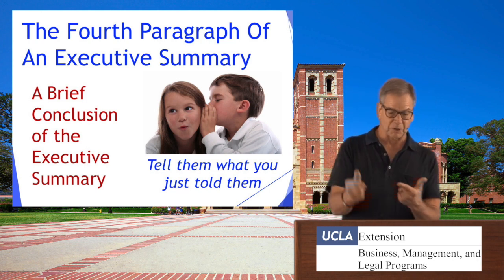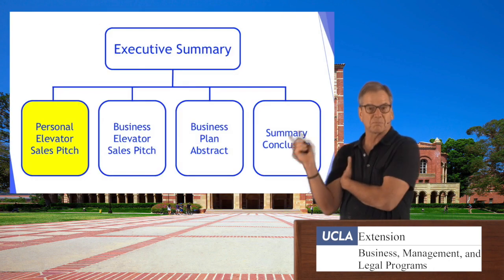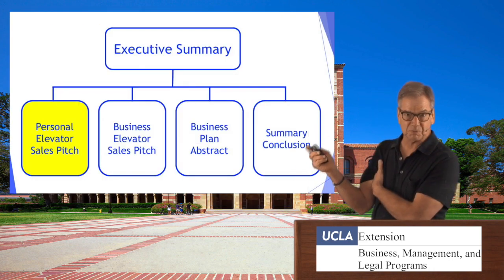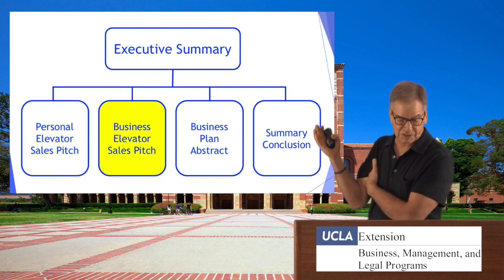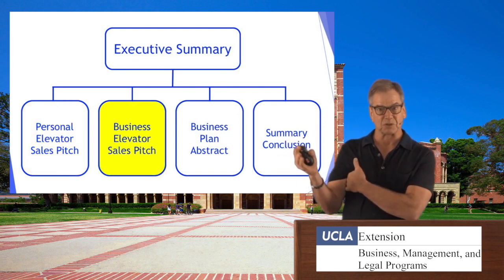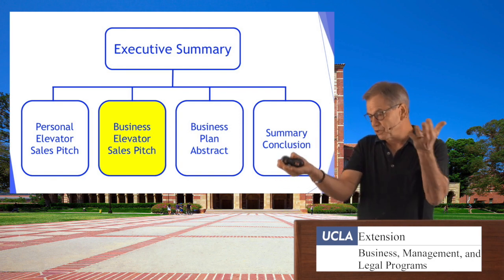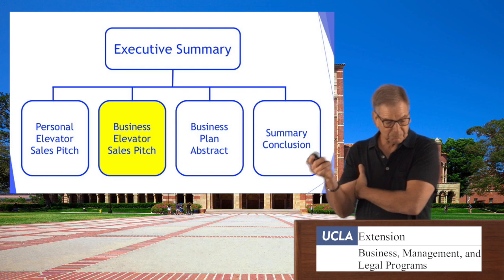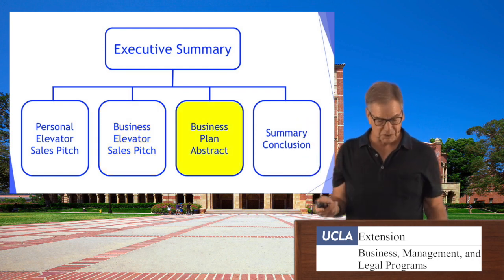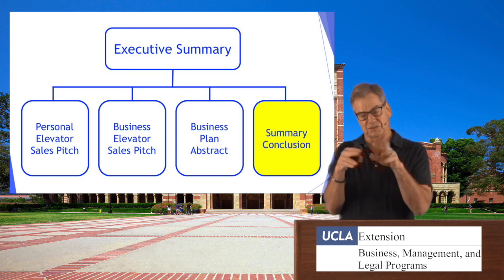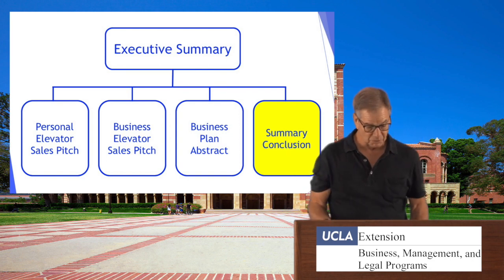So there'll be four paragraphs, and I think I've got them in the next slide. Paragraph 1, the personal elevator sales pitch: who am I, what am I trying to do? Second is the business elevator sales pitch, what the business is all about, the problem, and how it's going to distribute the goods and services and how that's all going to work. The third is an abstract of the entire business plan, and fourth is a summary of what you just told them in a very abbreviated way.